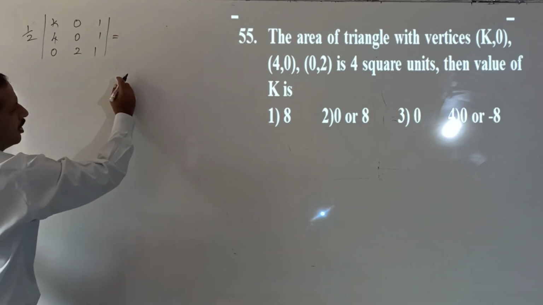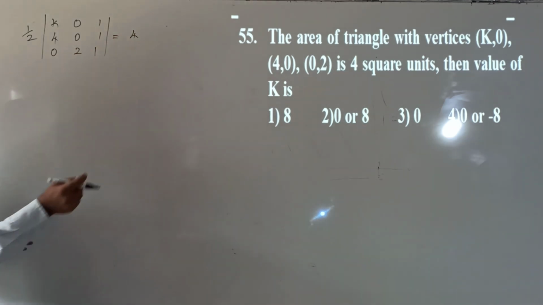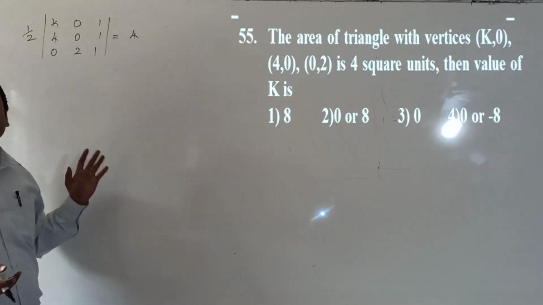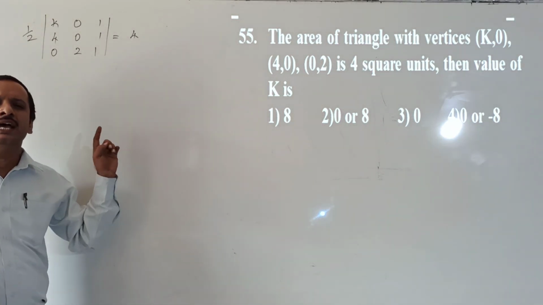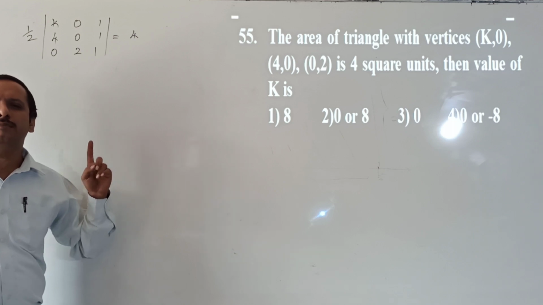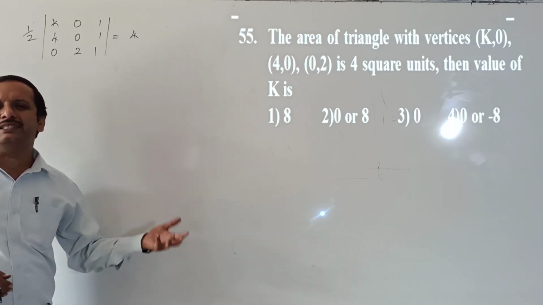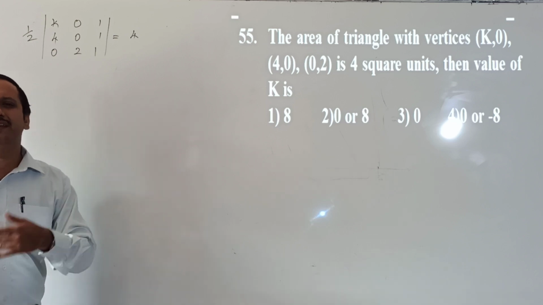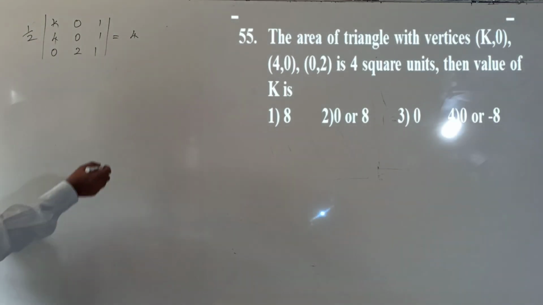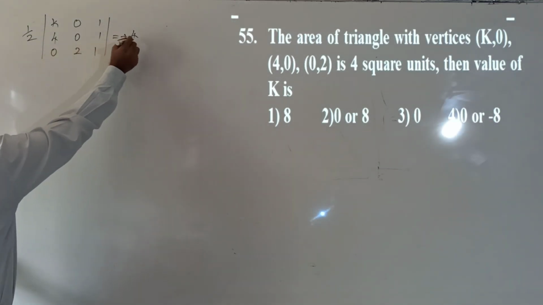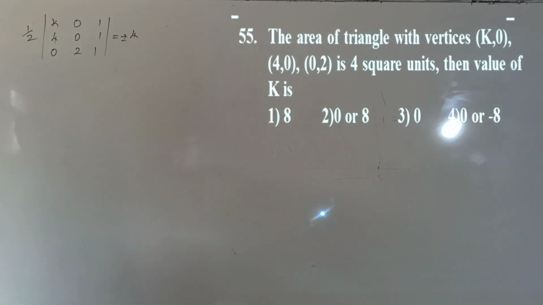That's equal to, how much have they given? 4 square units. Area is equal to 4 means the value of the determinant is either plus 4 or minus 4. Because even if you get the value of the determinant as negative, while finding the area we take the positive value of it. So the value of this determinant may be either plus 4 or minus 4.